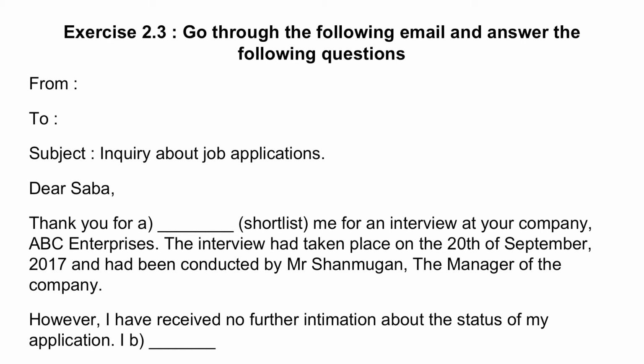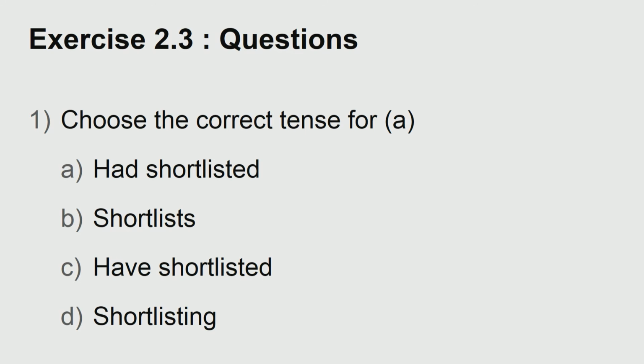Thank you for dash, and you have to use shortlist in its appropriate form, me for an interview at your company, ABC Enterprises. The interview had taken place on the 20th of September 2017 and had been conducted by Mr. Shanmugan, the manager of the company. However, I have received no further intimation about the status of my application. I dash, and then look at the questions here.